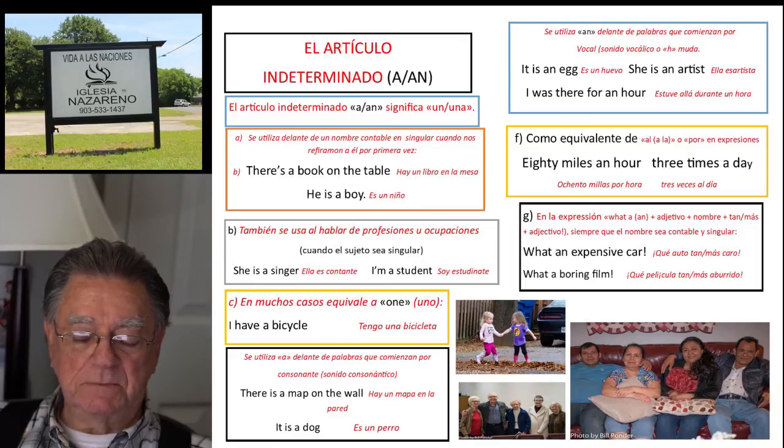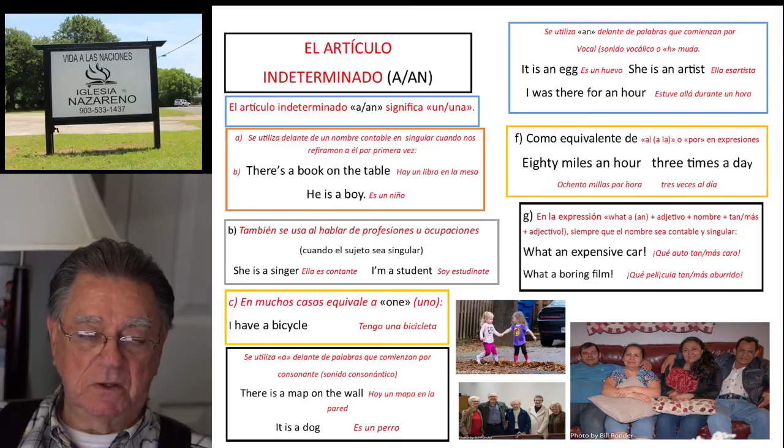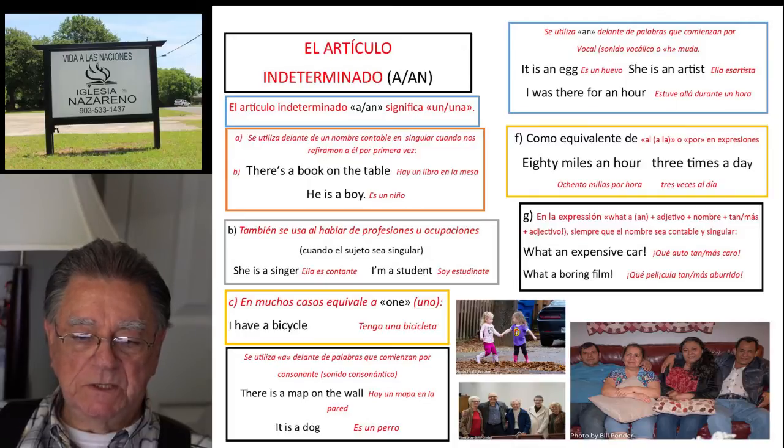And the next one, I'm a student. I'm a student. I'm not the student, because it could be any student. We don't really know. Indeterminado. We don't know which student. I'm a student. We don't know anything about that. I'm a student. Soy estudiante. Okay, and that's where we're not naming which student I am. You don't want to know that. I'm a student. Which class or whatever. I'm a student.